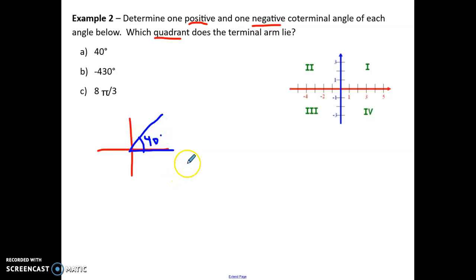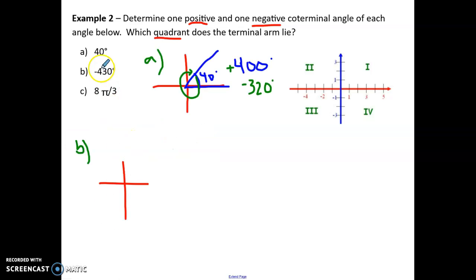Now if I want to find the coterminal angle, I'd have to add 360 degrees. So when I add 360, I end up with a 400-degree angle, because 40 plus 360 is 400 degrees. But if I want to go the negative angle, I'd have to go backwards, so I'd subtract 360. So when I subtract 360, we'd get a negative 320-degree angle, which would be my negative angle. So we need one positive angle and one negative angle that are coterminal.